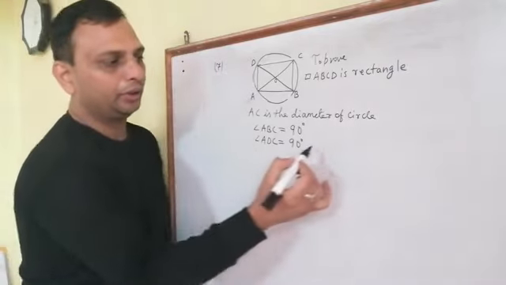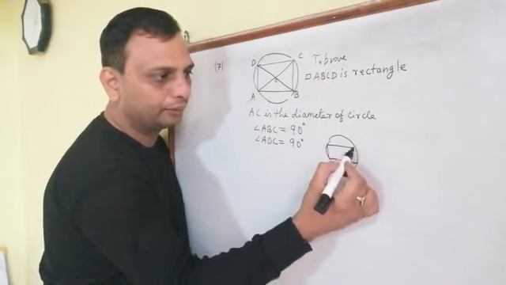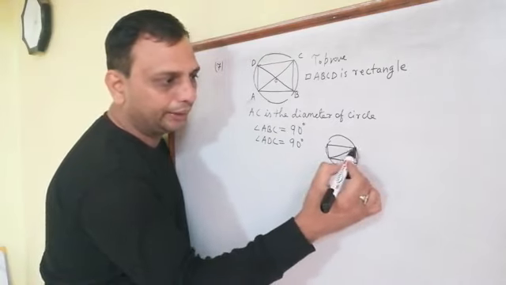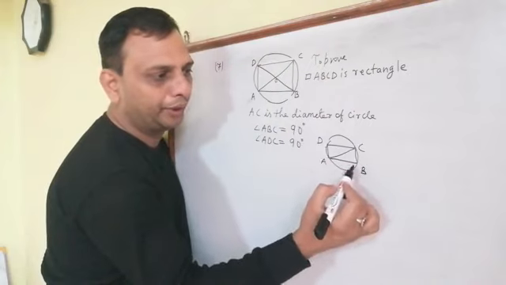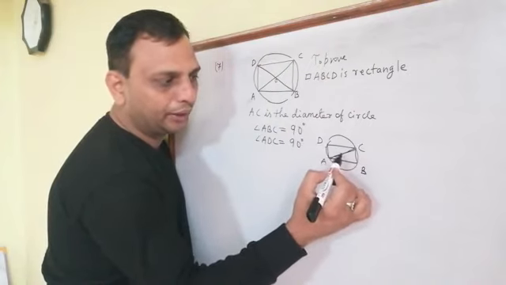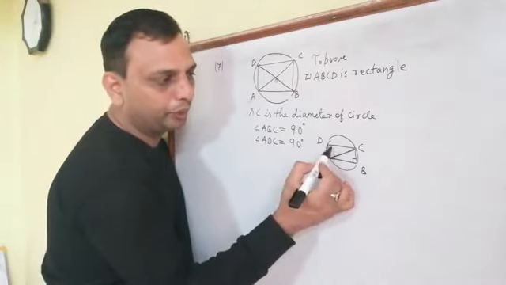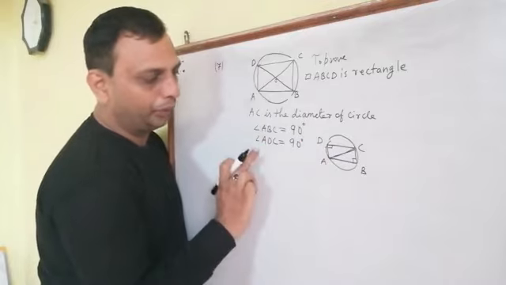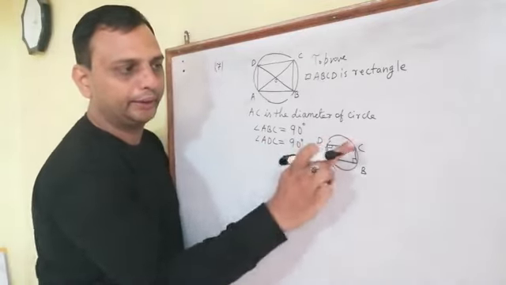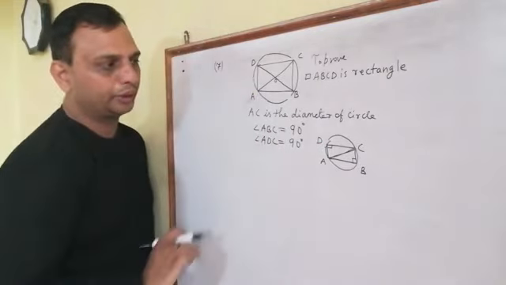Draw one quadrilateral, make it cyclic. Then you can draw the AC here. This is the AC, at this point is the D, and this point is the B. I already told you, if the diameter is there, this angle will be how much? 90, the angle in the semicircle, and this angle will also be 90. Similarly, I got ADC 90 and ABC 90.